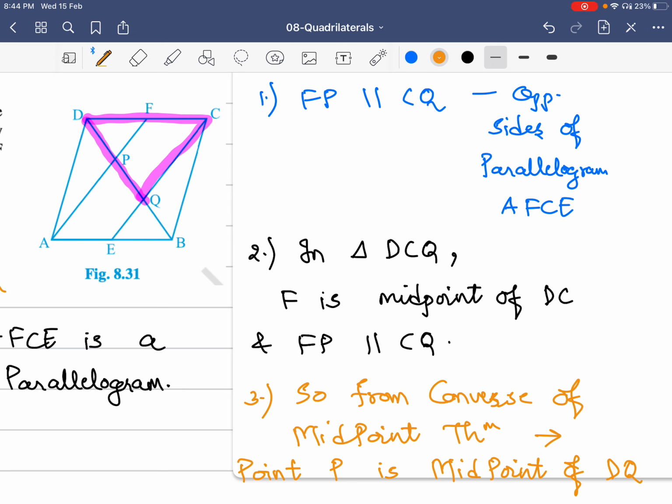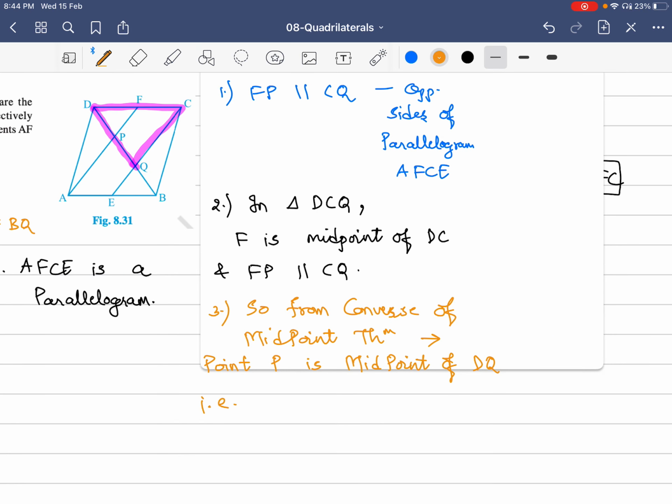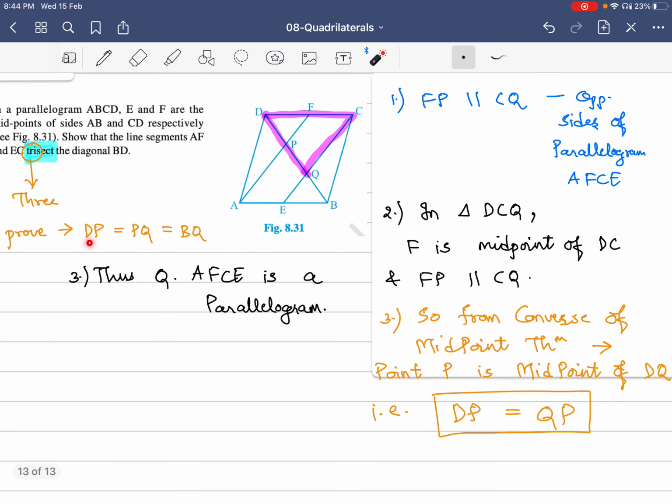Which means DP will be equal to QP. Very important: DP is equal to QP. So that is one thing we wanted to prove here. We have successfully proved the first thing. Instead of PQ, I have written QP, but it's the same thing. So DP is equal to PQ is proven. Now we have to prove that PQ is equal to BQ.